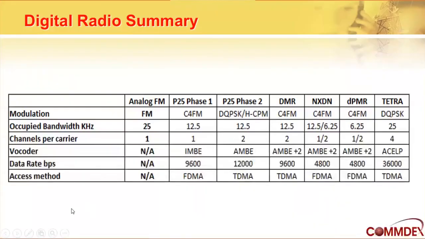And just to wrap up this section, here is a summary of the different types of systems that we talked about: analog FM, P25 phase 1, phase 2, DMR, NXDN, dPMR, and Tetra. As far as their modulation, their bandwidth, how many channels per carrier, the type of vocoder, the raw data rate, and the access method.